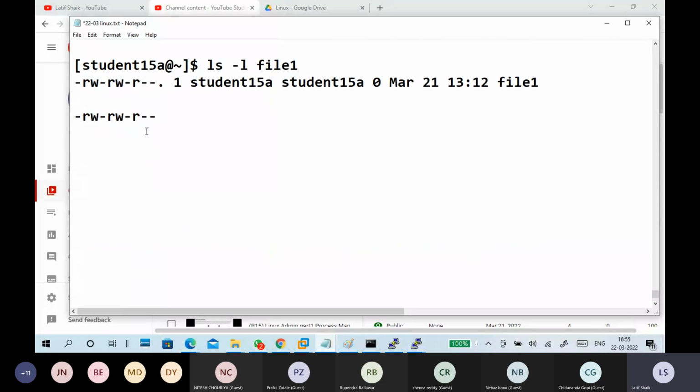If you look at this permission set, the first symbol represents the file type. Hyphen means it's a regular file. D means it's a directory. L means it is a softlink file.